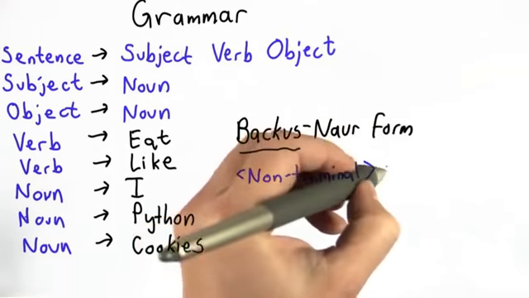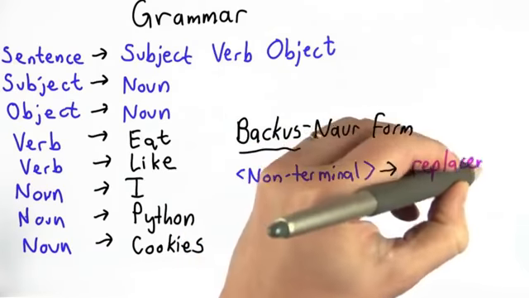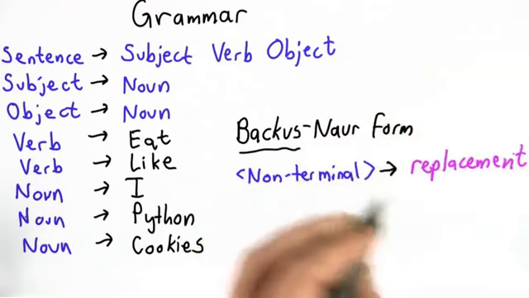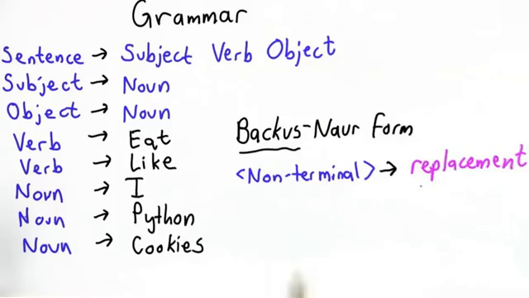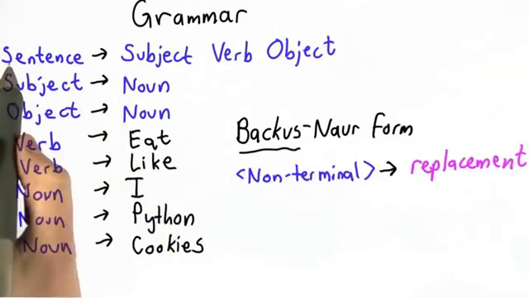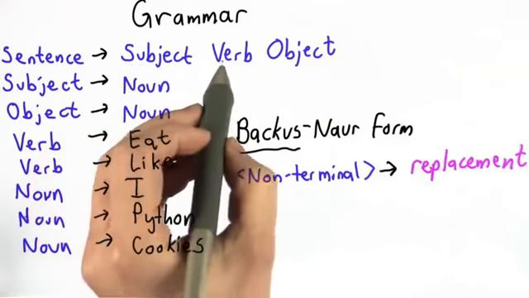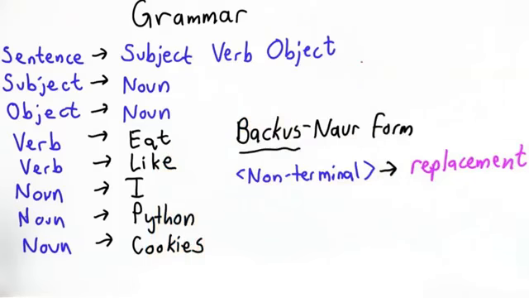Then there's an arrow. And then on the right side, there's a replacement. The replacement can be anything. It can be a sequence of non-terminals, like here, that sentence can be replaced with subject followed by verb followed by object. It can be one non-terminal, like here. It can also be a terminal. And the terminals I've written in black.